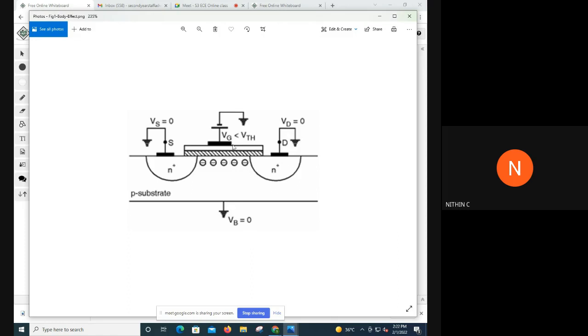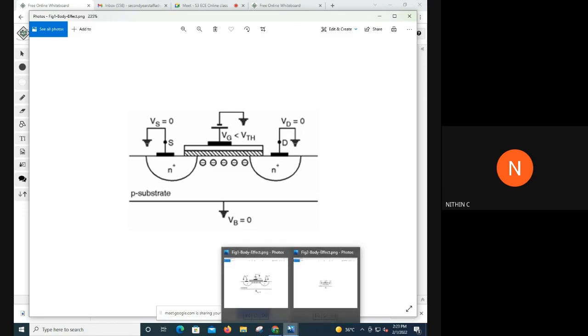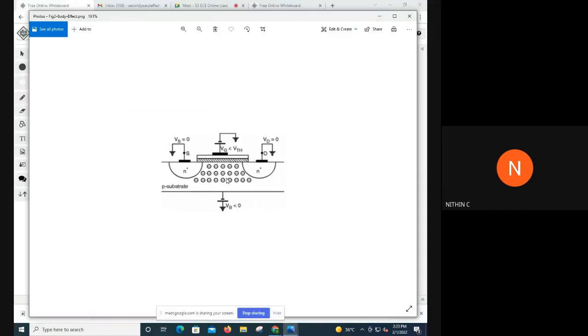A channel will exist only when VG is greater than VTH. Only then will you be getting a channel over here, so that the electrons from this source can move to the drain. Now there is no channel. So this is one case. Just look at this figure.